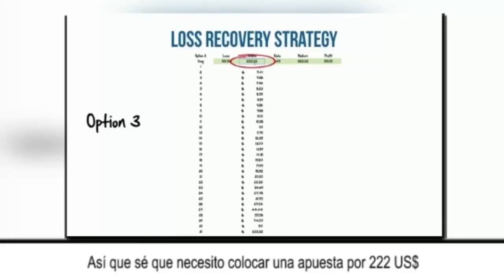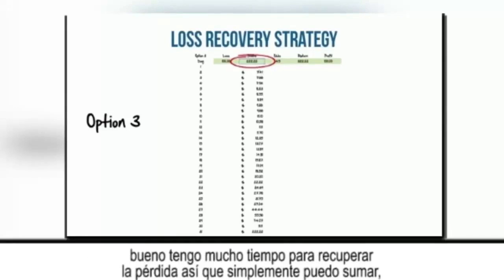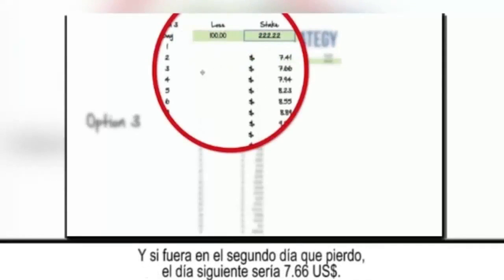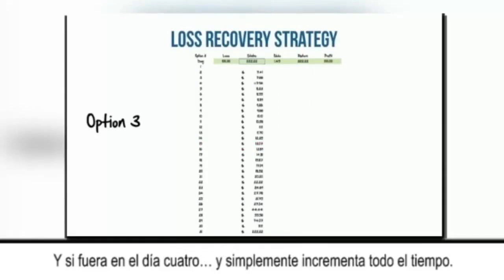So I know that I need to place a bet for $222, and let's say I lose on day 1 of the month. Well, I've got plenty of time to recover the loss, so instead of placing $100 bets for the rest of the month, I place $107.41 bets. If it was on day 2 that I lost, the following day it would be $7.66. If it was on day 4, it just simply increases all the time.